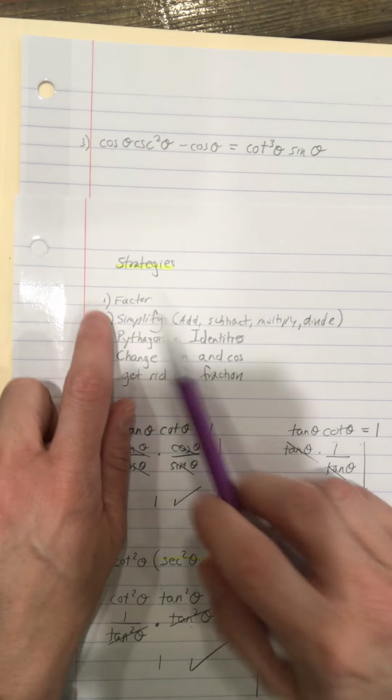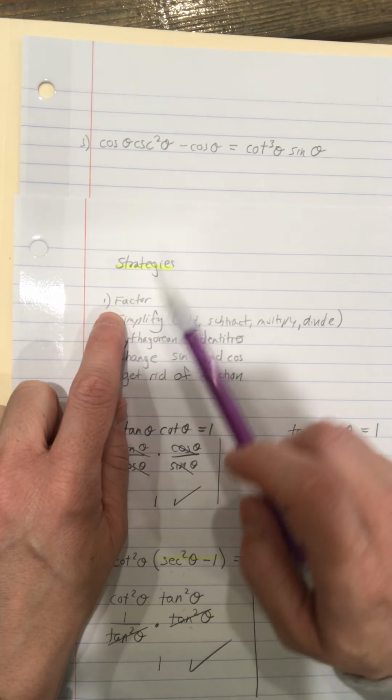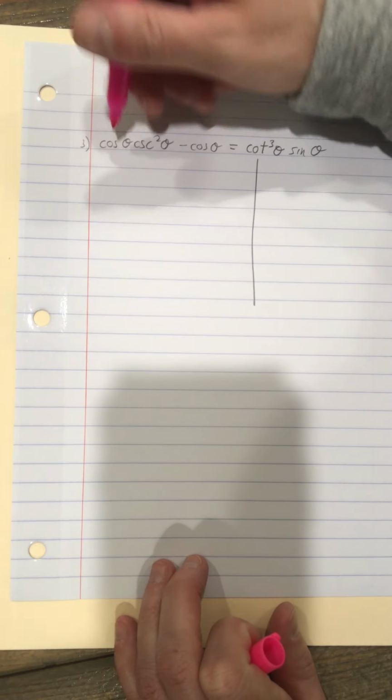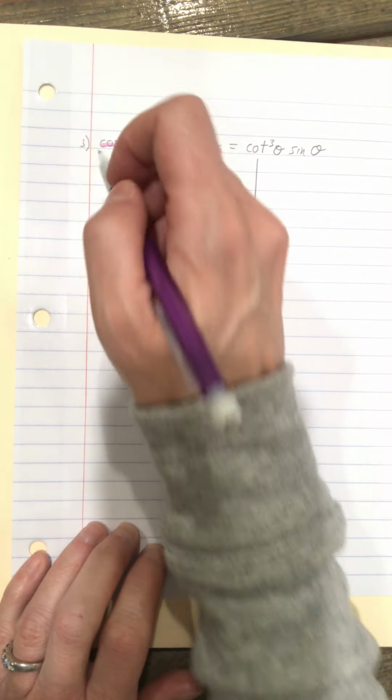So let's take a look at that. Let's look at our strategies. Let's talk about the strategies that I just listed. If I look at these strategies, the first one is factor. And if I look at this, I can factor the left side of this example because I have a common factor of cosine. So let's start there. Factor out that common factor of cosine.